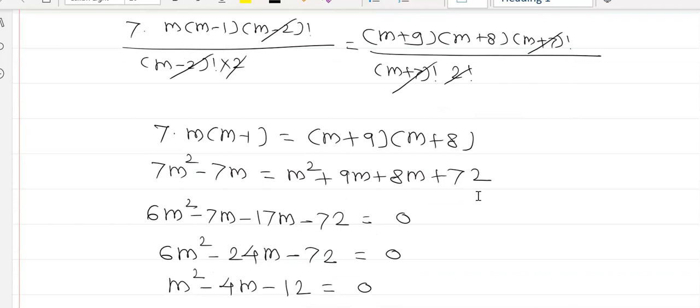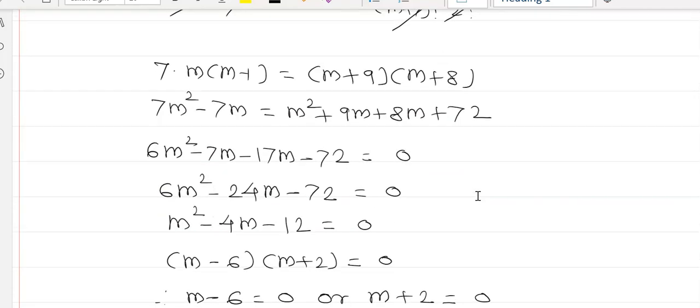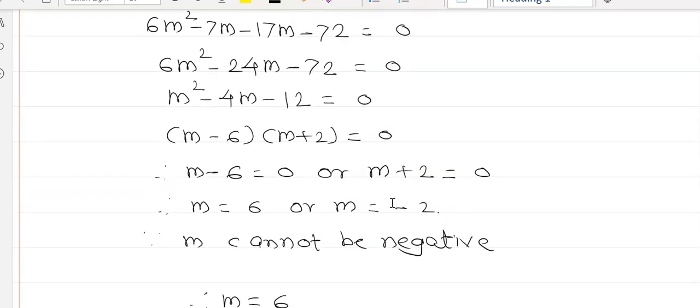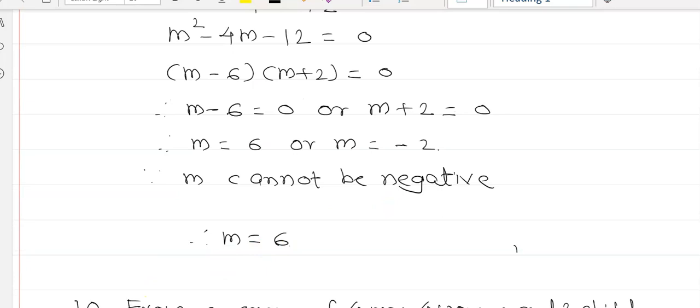Quadratic equation. The value of m is equal to 6 or m is equal to minus 2. The value of m is not negative, therefore we take m is equal to 6.